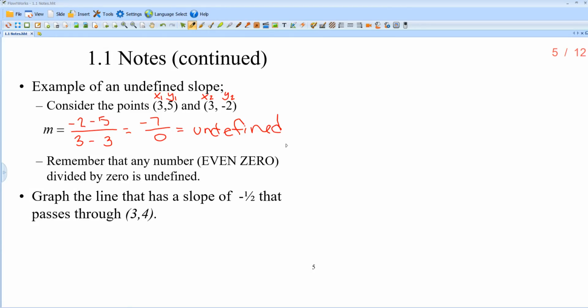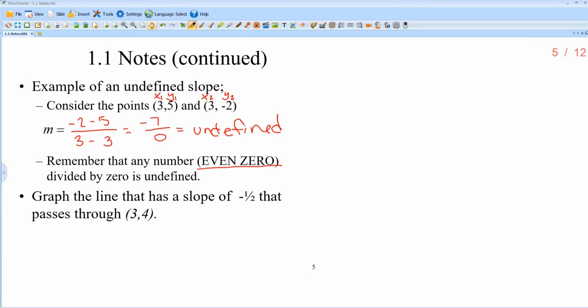Just sort of a key thing here. When you're being asked to find the slope, do not answer a question like this with saying vertical line, because my question isn't what type of line is it? It's what is the slope of that? So the answer here is just undefined. Also keep in mind that any number, even 0, divided by 0 is undefined. So even if this numerator was still 0, we'd get undefined. 0 over 0, for some reason, we get some strange answers.